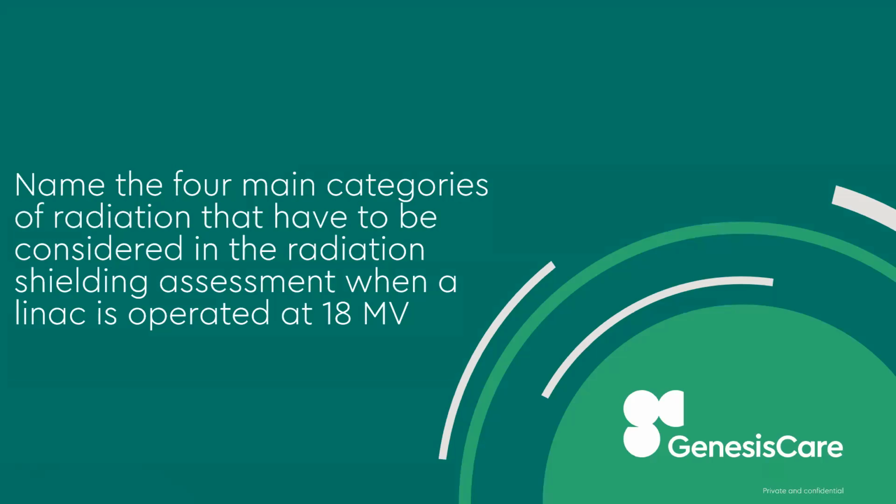So name the 4 main categories of radiation that have to be considered in radiation shielding assessment when your Linac is operating at 18 MV, while doing your bunker assessment for high energy above 10 MeV. So what are the 4 categories, the types of radiations that one needs to consider? Anyone can jump in, maybe Naveed or anyone. We have from Bangladesh as well, Anwar Islam. Oh, welcome Mr. Anwar Islam, I can see. Welcome.